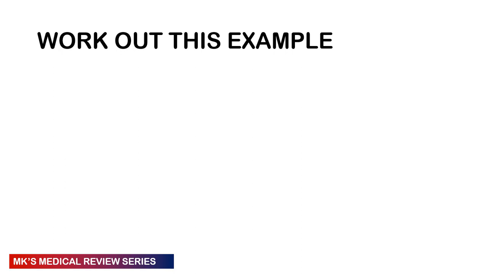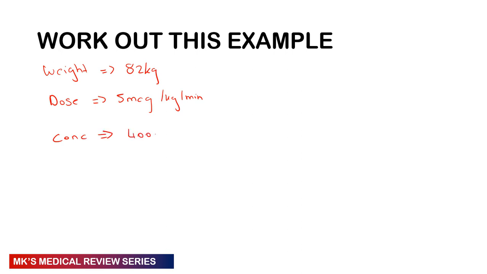Suppose we have a patient that's in shock and our weight is 82 kg. Then our dose is 5 micrograms per kg per minute. Then the concentration of our fluid is 400 milligrams in 250 mils. So 400 milligrams of dopamine in 250 mils of normal saline.